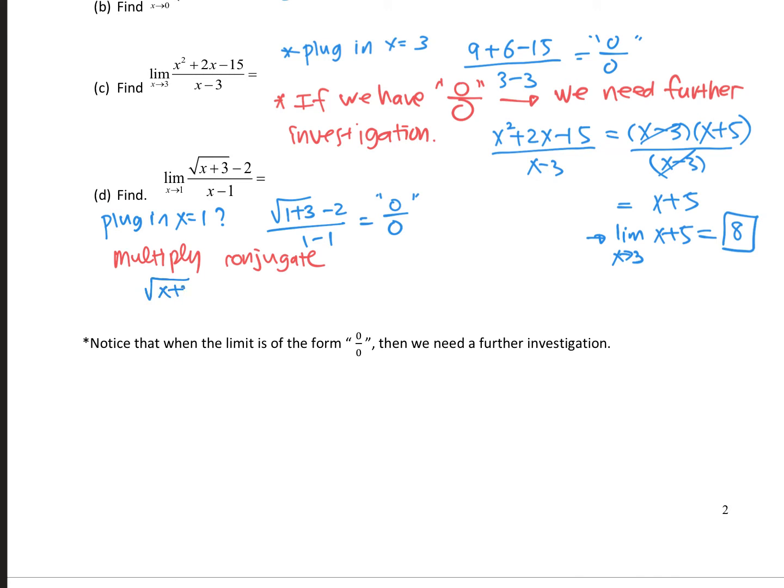Radical x plus 3 minus 2 over x minus 1. So what I'll do is multiply the conjugate on the top: radical x plus 3 plus 2. And then that means I have to multiply the exact same thing on the bottom. When we deal with a fraction or rational expression, if I multiply something to the top, I have to multiply the exact same thing to the bottom. So I multiply the conjugate on the bottom as well.